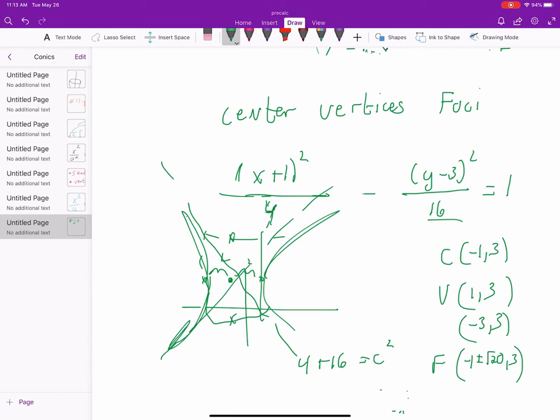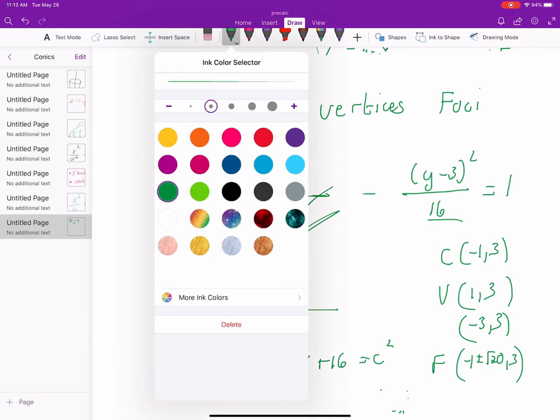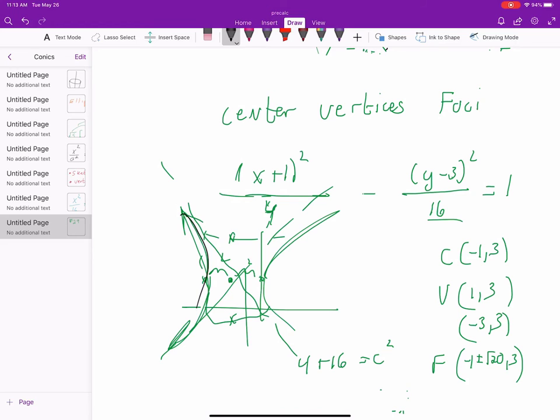I'm going to put it in different colors so you can contrast it a little bit there. There we go. There is our hyperbola, all right, sketched out. I got vertices, got the foci, got the center point. I'm good to go.